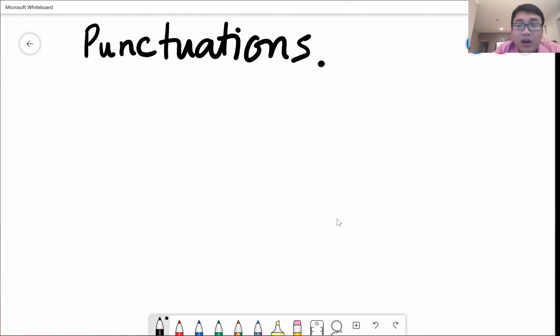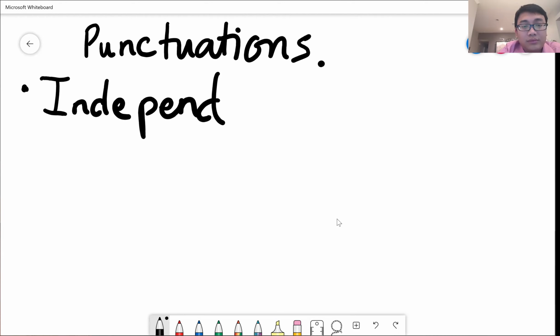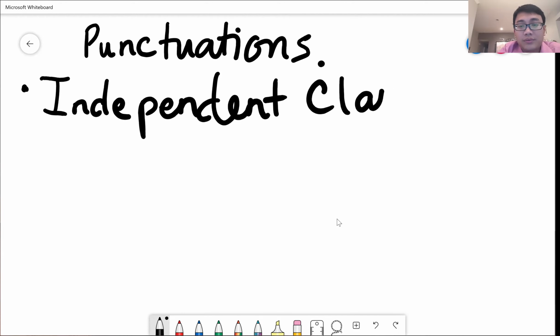So before I go over punctuation, I want to talk about independent clauses and dependent clauses. Independent clauses. Very easy. Independent clauses are clauses, it's a complete sentence. So what are independent clauses? Independent clauses are clauses with a subject and a verb, and it must complete a thought.